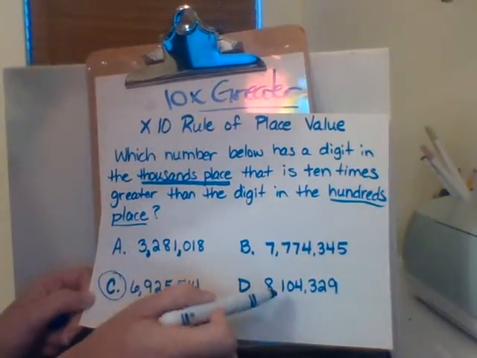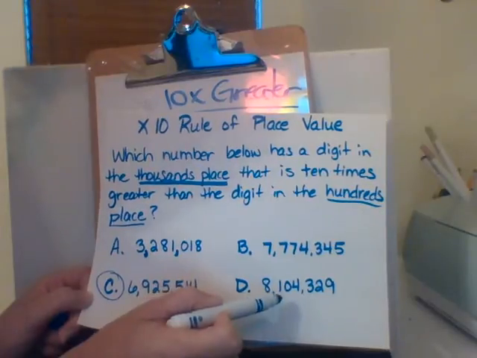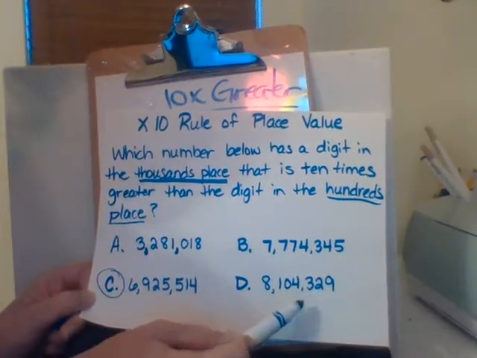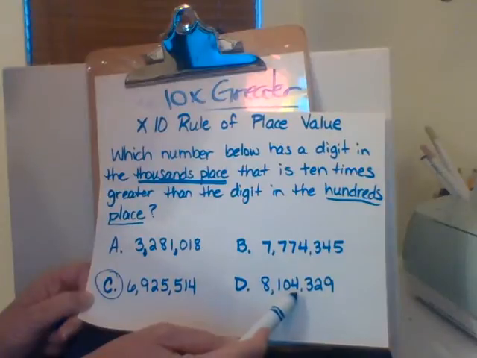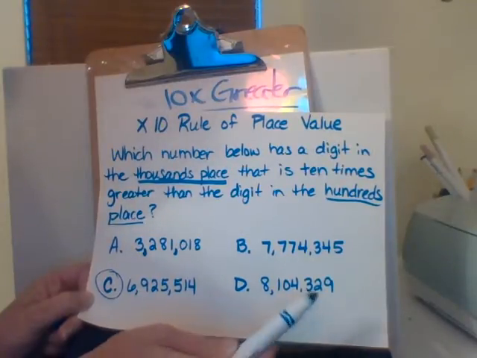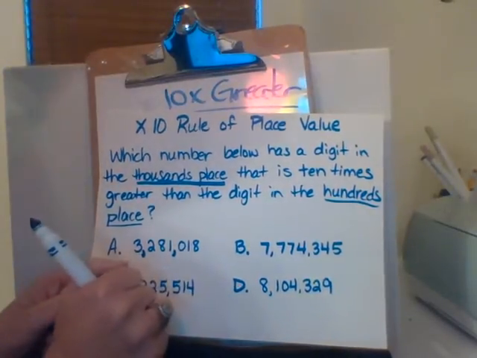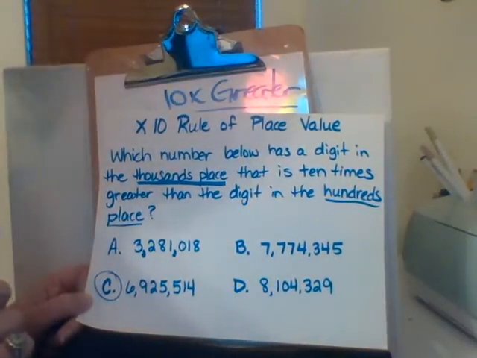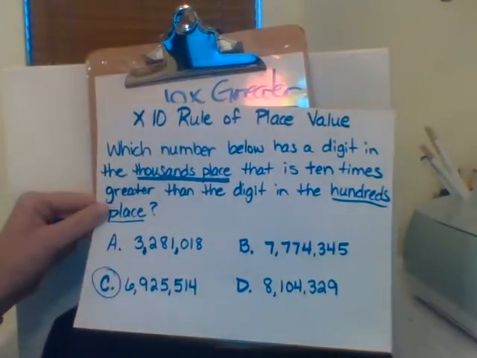We are going to look at this one just to be sure. We always do that on multiple choice questions. We want to make sure we've made the right choice. We've got a 4 here in the thousands place, and we have a 3 here in the hundreds place. That is not the answer. This is just one example of a question you might be asked later on in our unit.